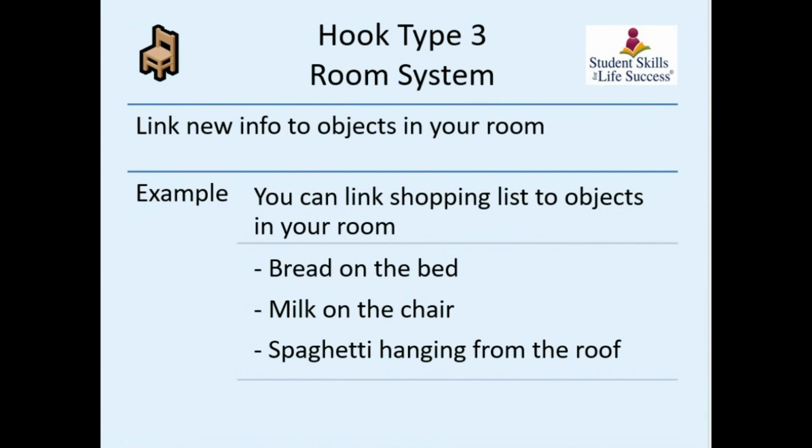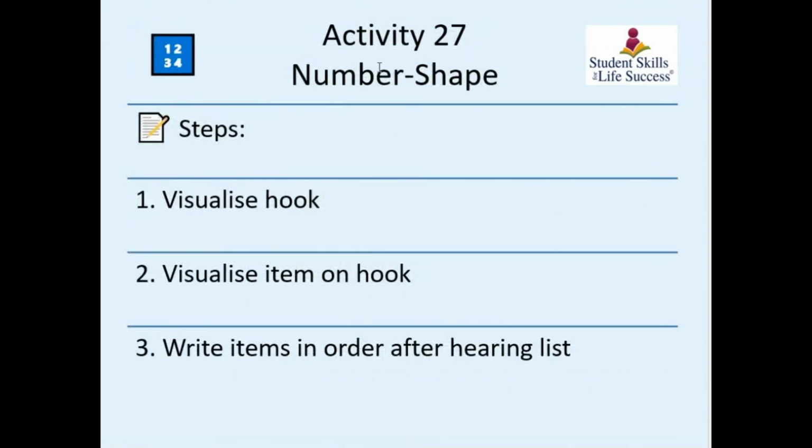Something else can be on your desk, something else can be on your computer. It doesn't matter. You have standardized these things based on what's familiar to you. And in this case, what is familiar to you is your room. So here are the steps in the case of the number shape system. You're going to visualize a hook. Then you are going to visualize an item on the hook, somehow linked to the hook. And then you are going to write items in order after hearing the list.